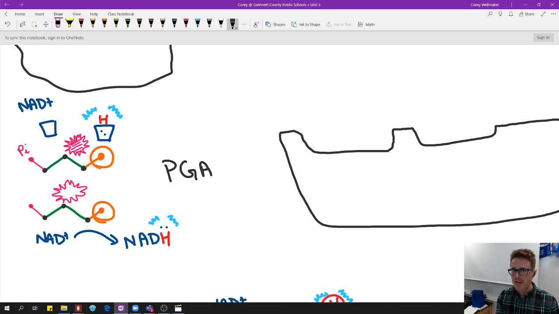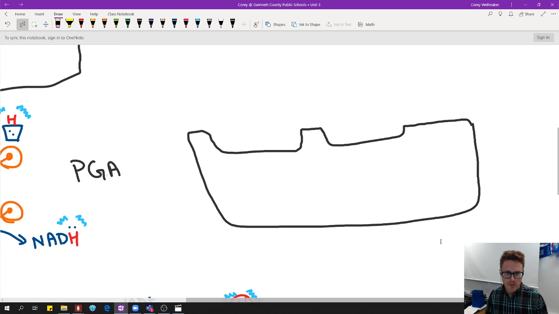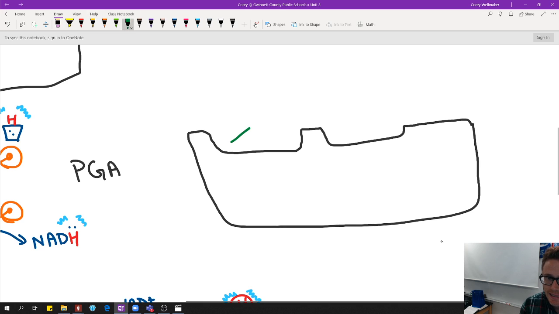We're going to see PGA again when we talk about photosynthesis, so that's why I want to bring it up now. But this molecule on the left, the 3-carbon molecule on the left, is called PGA. PGA is going to go into the active site of an enzyme. And this enzyme's job is to rip these phosphates off and transfer them onto ADP. So these are my substrates, ADP and PGA.